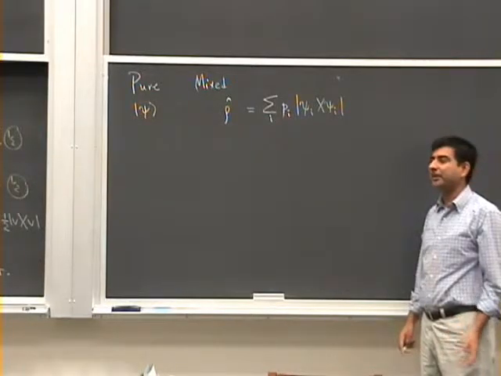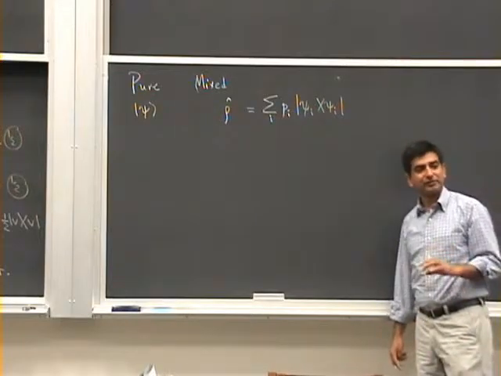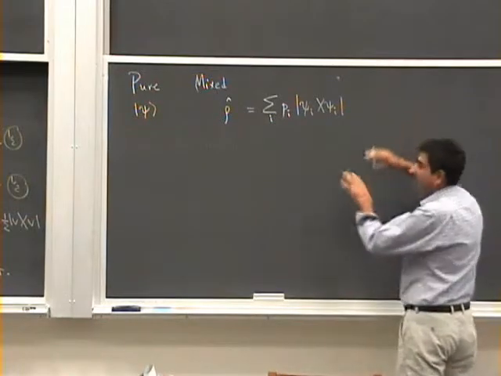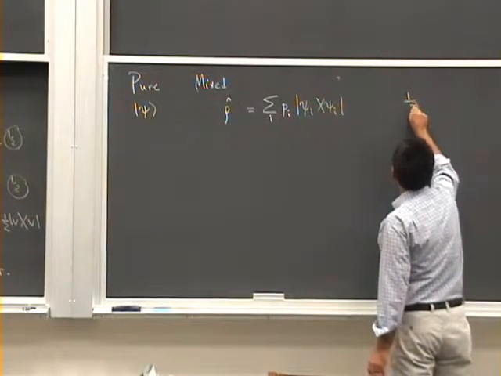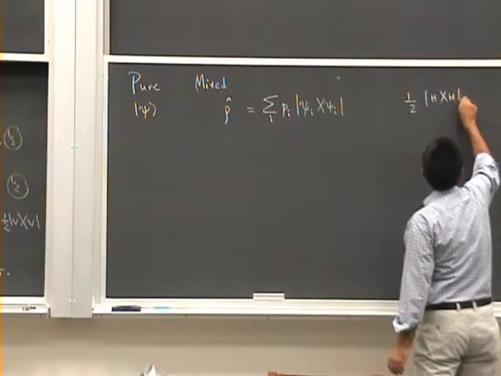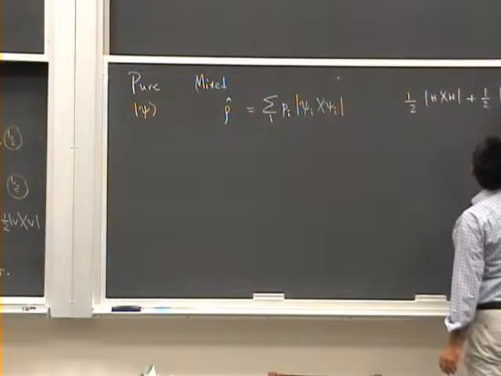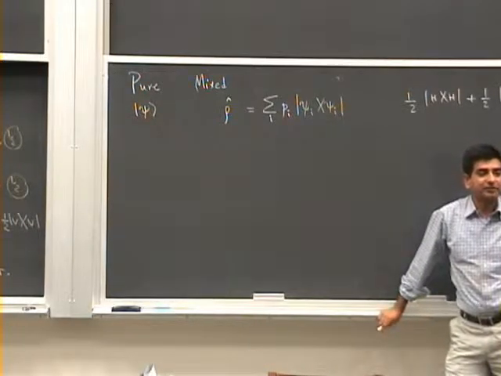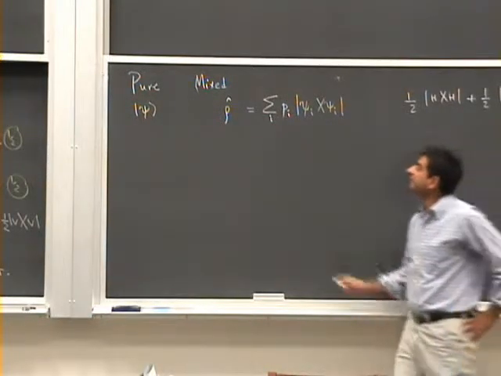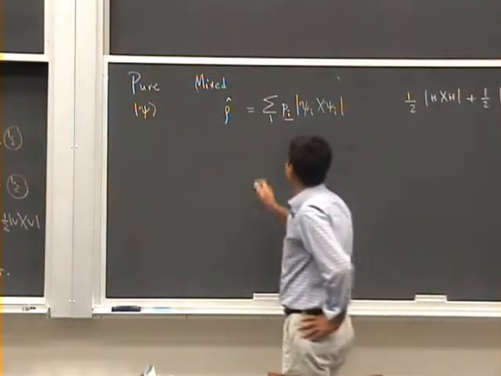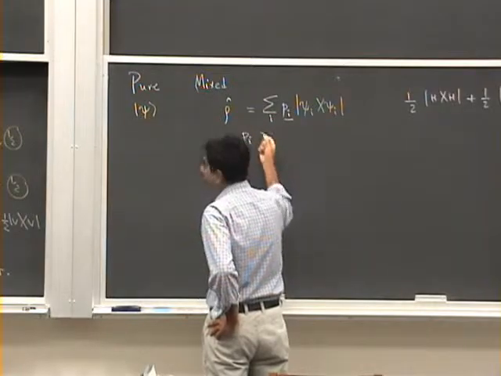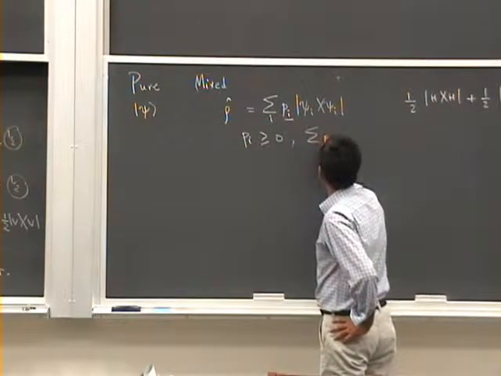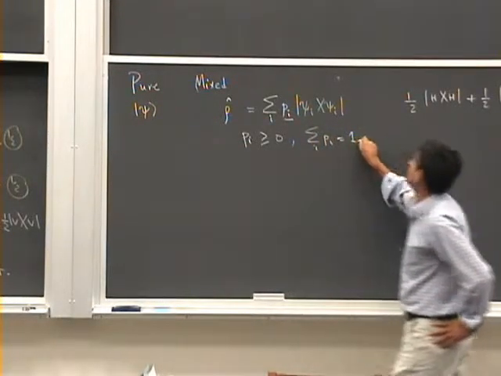Okay? For example, I can prepare photons. Half of the photons can be horizontally polarized and half of them can be 45 degrees. For such a preparation scheme, the density matrix will look like half ket H bra H plus half ket 45 degrees bra 45 degrees. This would be the density matrix for such a mixed state. Okay. Now since these are probabilities, I have the condition that all of these probabilities, they are of course real numbers equal to or greater than 0. Okay, and the sum of these probabilities must be 1.